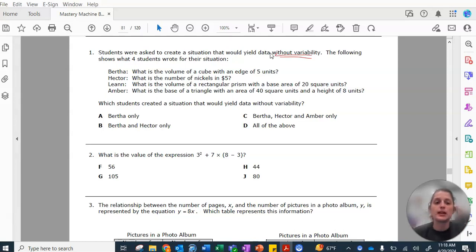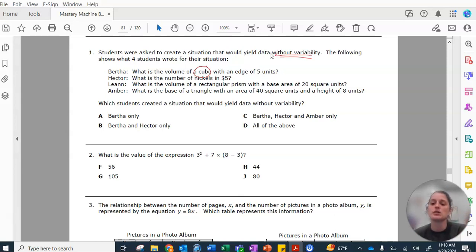So we've got 4 kids making up questions, and we want the ones where you're not going to get a lot of different answers. You're like, oh, I could figure that answer out. That's one answer. So we have Bertha. What is the volume of a cube with an edge of 5 units? Remember that a cube is a 3D shape where all the edges are the same. So we could do length times width times height to find the volume there. We don't need to, but we could. It's 125 cubic units.